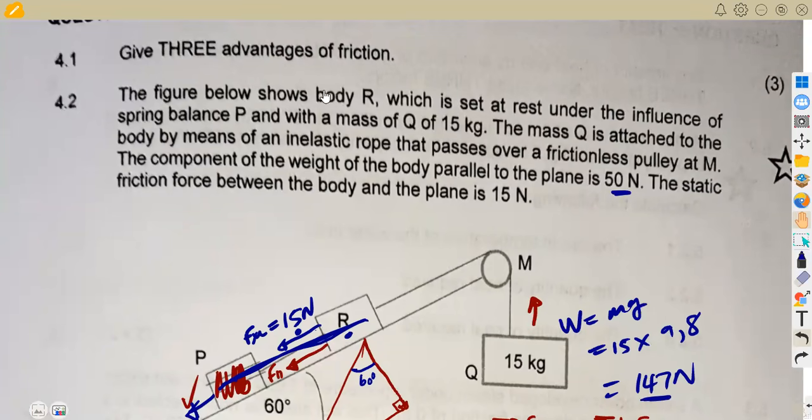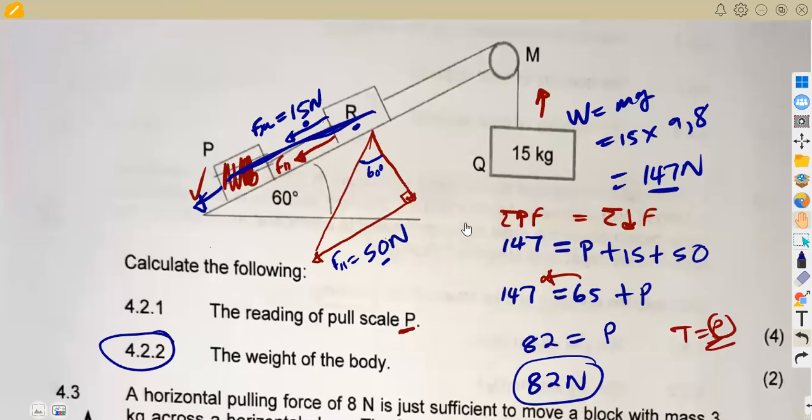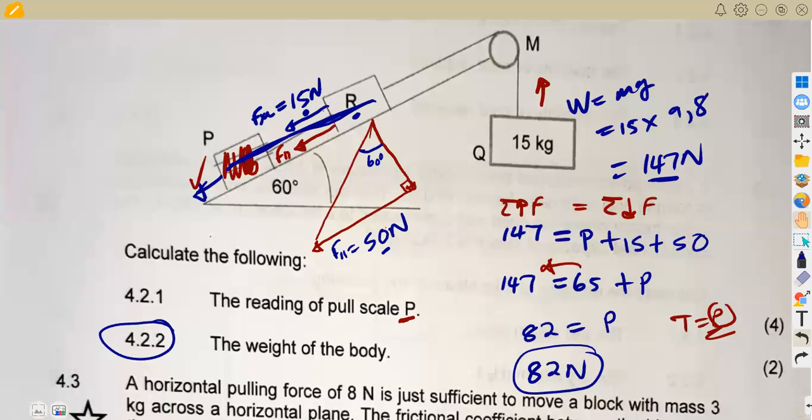The figure shows a body R in this case under the influence of a spring balance P. So which means what is measured at R is measured at P with the spring balance. The spring is just for measurement. So when I would consider the body there, we are supposed to be focusing on R. So that's why we are supposed to focus on this, not the object, this one. No, there we calculated, it's fine. We need here for this body.